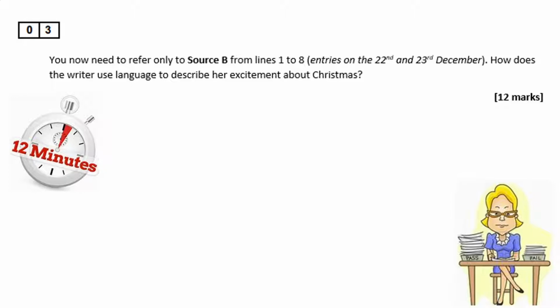You now need to refer only to source B from lines 1 to 8. How does the writer use language to describe her excitement about Christmas? And this is worth 12 marks. So this question's only going to be about one of the sources, so that's important. And what you do need to notice straight away is it's not just about one source, it's about a tiny bit of that one source. In this example, it's just lines 1 to 8.